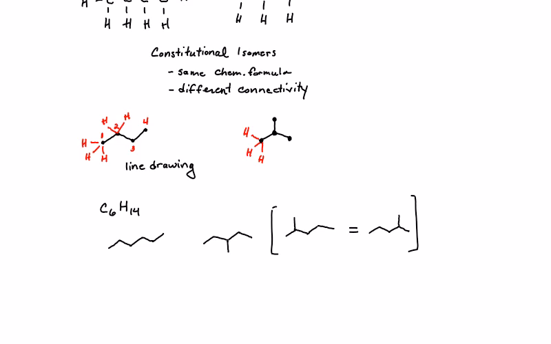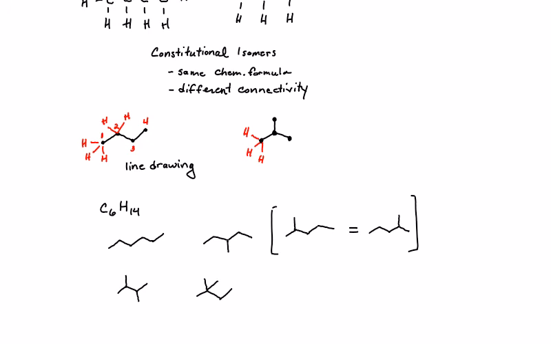Another possibility would be something like this. Of course, we could have something like this, and I think that might be all of them. I'm trying to see here if there's any that I'm missing. And no, I believe that I have them all here. So these are all the different isomers.